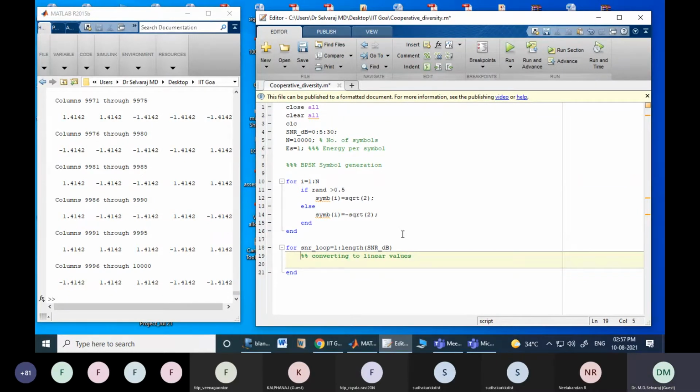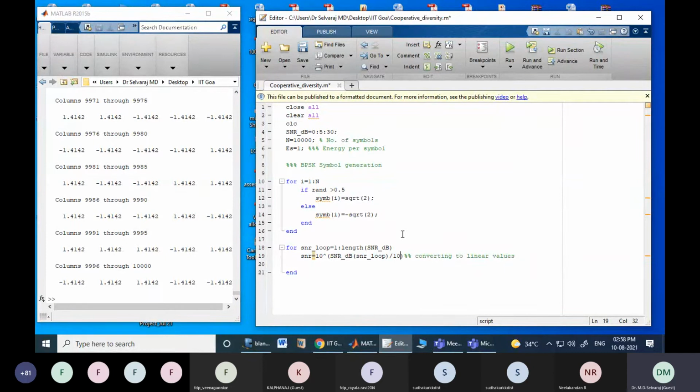It's a simple one-liner only. Just SNR. I'm just taking the anti-log of that. SNR is equal to 10 to the power of the first value. I am going to consider SNR dB. In that, the first value I want to consider, therefore SNR loop. So SNR loop is going to take the first value divided by 10.